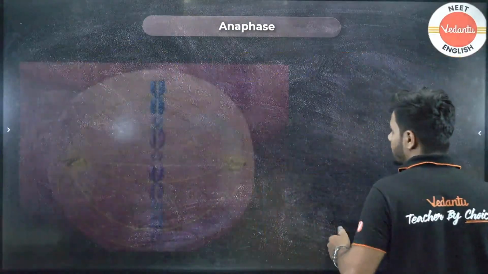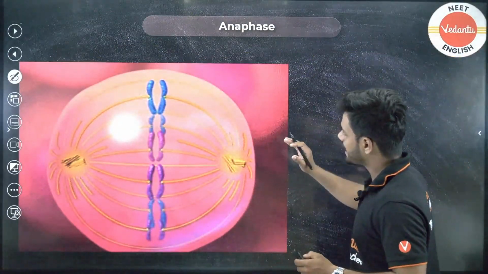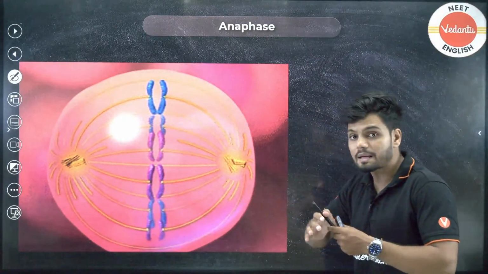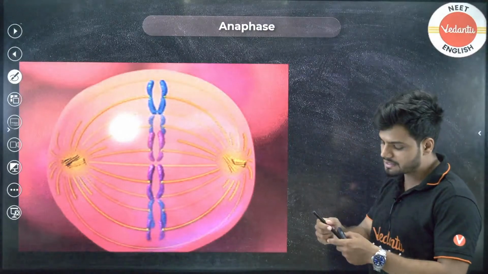Now the next thing is anaphase. What is happening? Separation of sister chromatids. The separation of sister chromatids is happening. Sister chromatids are being pulled apart.